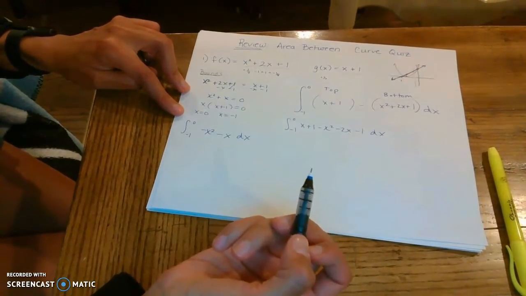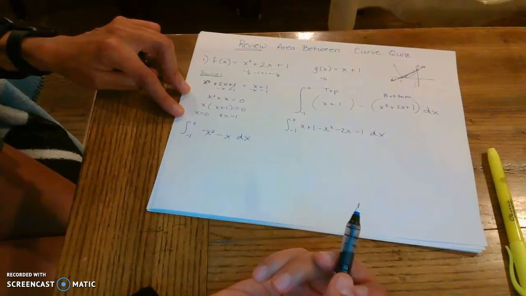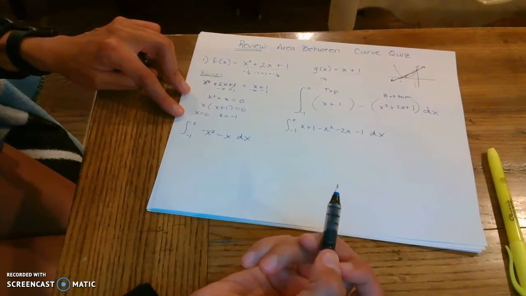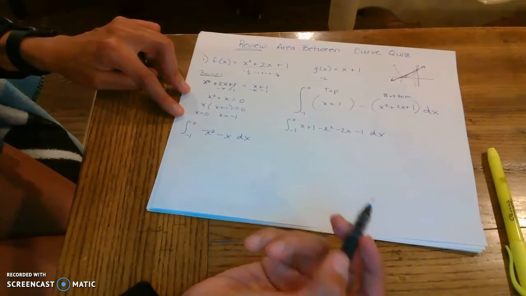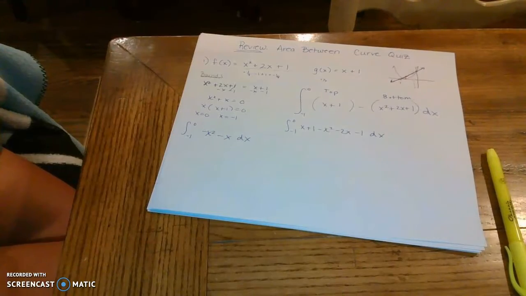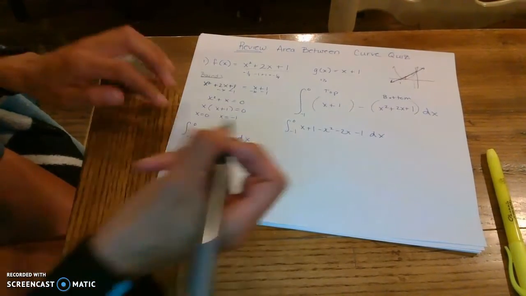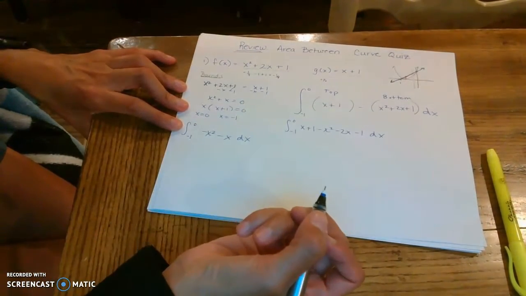Not that this is relevant for this year, but in the past, a lot of times the AP would say just set up the integral, no need to solve. So always pay attention if you have anything like that in your future courses. So now the biggest mistake is kids forget to integrate.